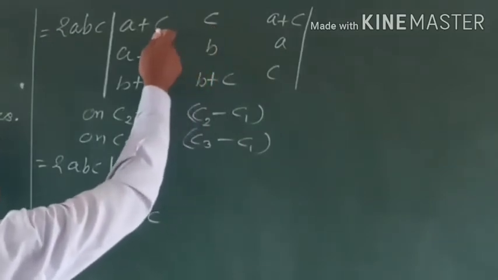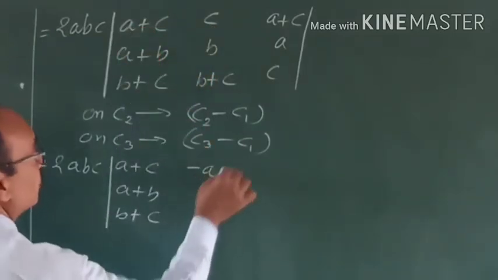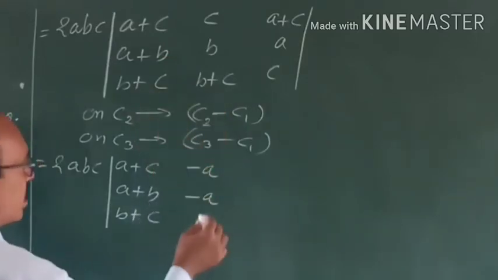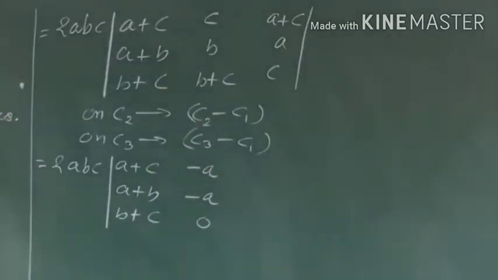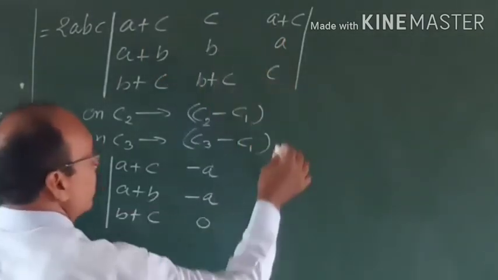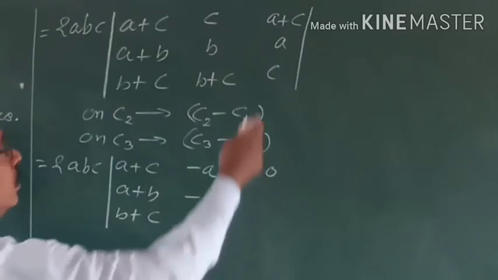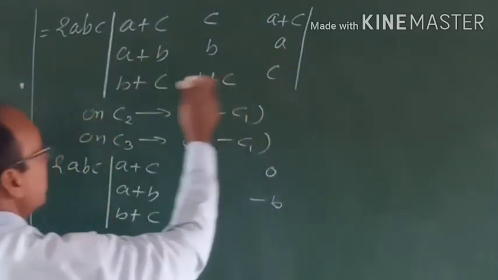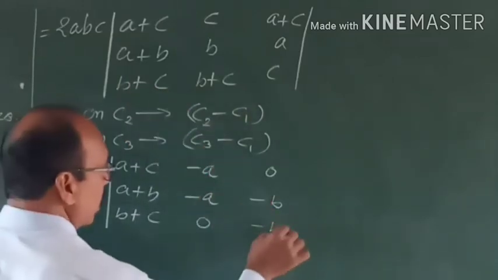C minus C, the C's cancel out, only minus A remains. Here B cancels out, only minus A. B plus C and B plus C cancel out, you will get 0. Once again here, A plus C and A plus C cancel out. A minus A cancels out, only B remains, it is minus B, and C cancels out, minus B.